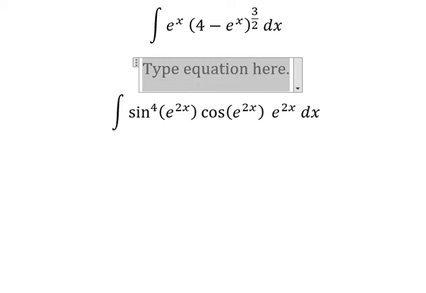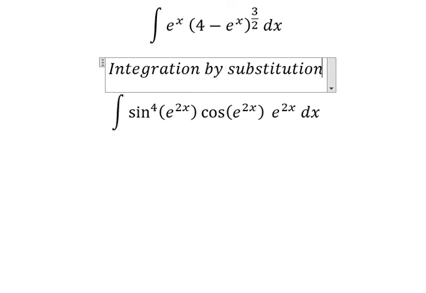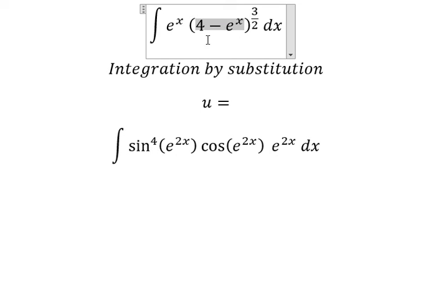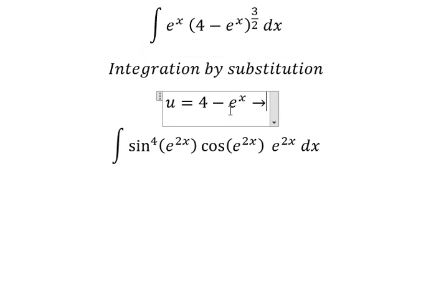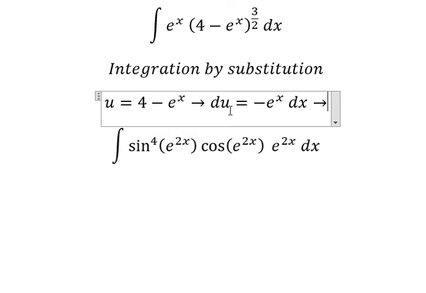We need to use integration by substitution. So I will put u equals to this one. So if I do the first derivative for both sides, we have du equal to negative e to the power of s ds. Because we don't have the negative sign in here, we put the negative next to the du.